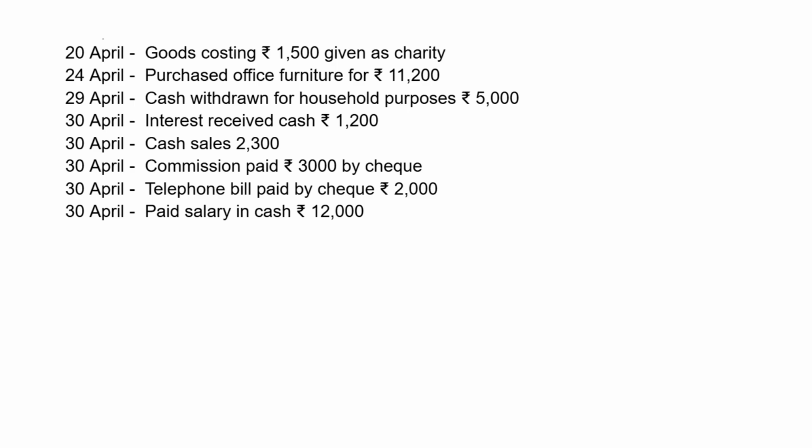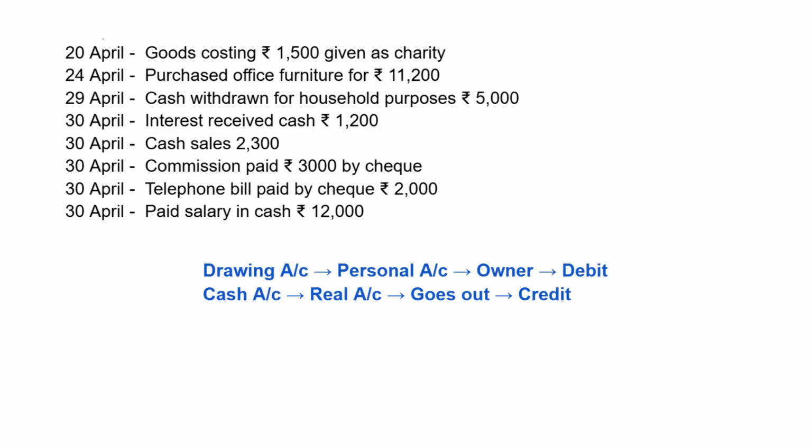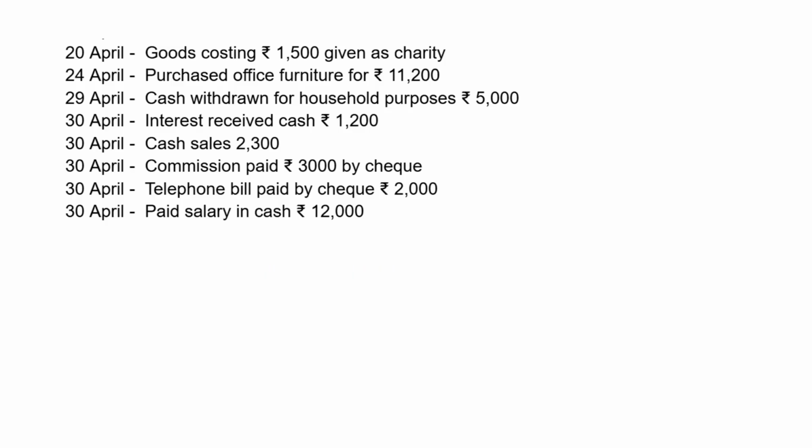Here the two accounts affected are drawings account and cash account. Drawings account is personal account and owner is the receiver, so it is debit. And cash account is real account and cash goes out of the business, so it is credit. Here the owner has withdrawn cash. If it was goods withdrawn, then we would take it as purchases. Just because the owner has withdrawn cash, we are taking it as cash account.